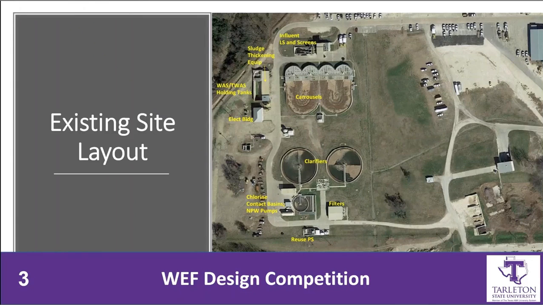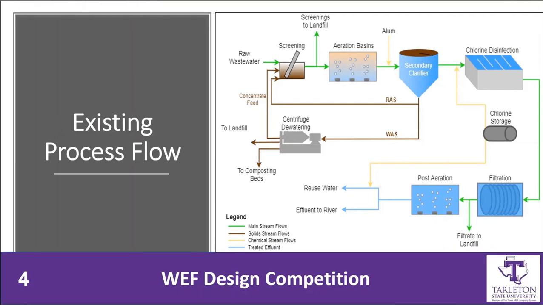Here's a quick overview of the existing site layout. As you can see, there's plenty of room for expansion of the facilities. This is an existing process flow diagram. As illustrated, the water enters the plant through the Archimedes screw pumps just before it contacts the screens. From there, the wastewater flows into the aeration basins where it is mixed using mechanical aerators. Then the wastewater flows into secondary clarifiers before entering the chlorine disinfection chamber. After disinfection, the wastewater enters tertiary filtration before flowing through a post-aeration basin and leaving as treated effluent either to a nearby stream or as reuse water.